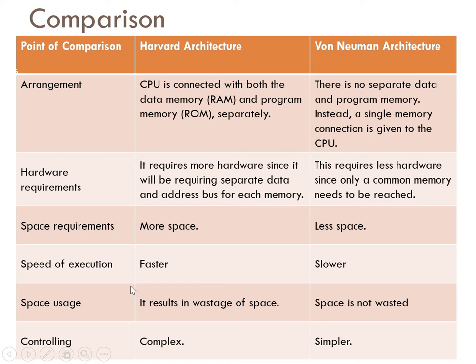Okay, so the space usage: as we have seen in the space requirement, Harvard requires more space, so that actually results in the wastage of space. Von Neumann requires less space, so that means the space is being utilized efficiently, that is, the space is not wasted. And the last one is controlling. In case of Harvard, since two memories need to be reached, that provides you a bit complex controlling mechanism. But with von Neumann, we have a simpler controlling mechanism. So these are the points of comparison between the Harvard and the von Neumann architecture.